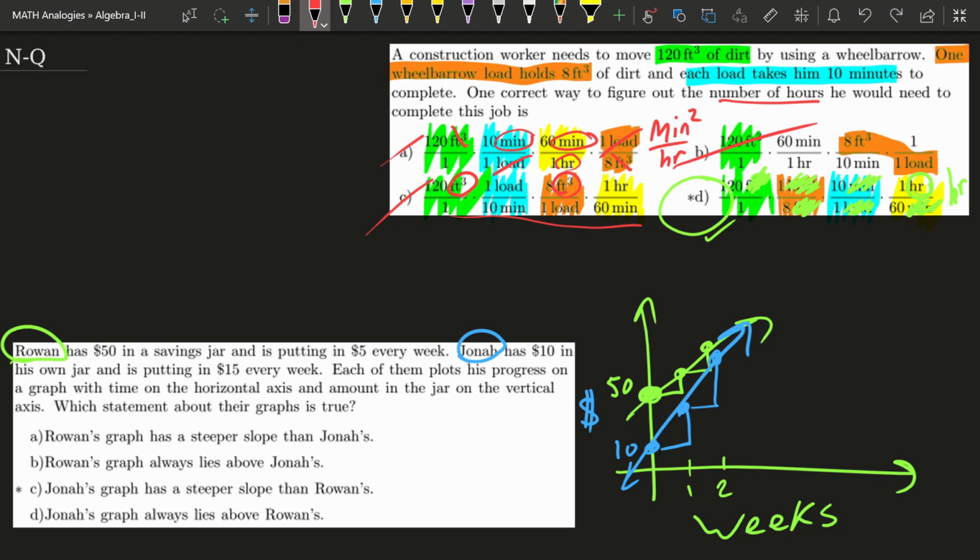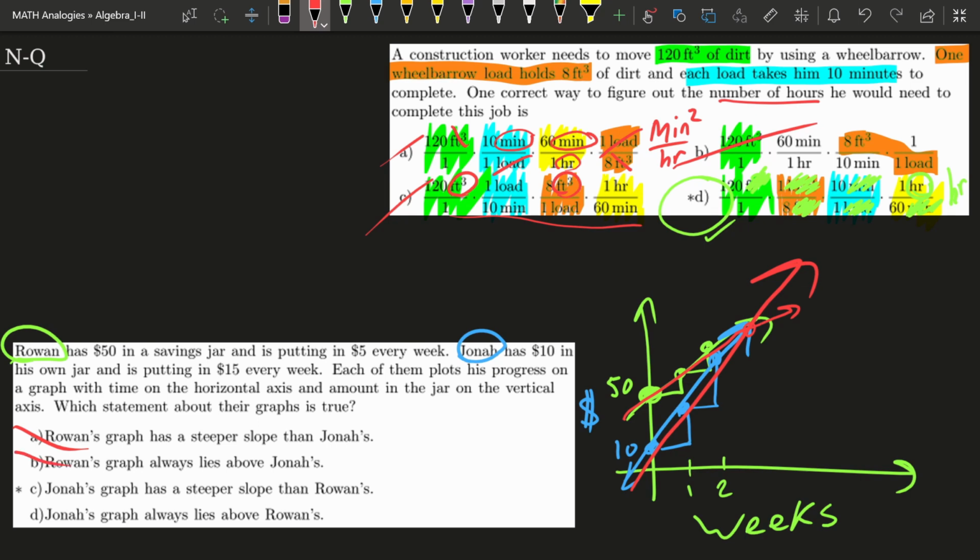So considering choice A, Rowan's graph is not steeper, so that's incorrect. For part B, would Rowan's graph always lie above Jonah's? Well, no, because this one is a little bit steep, and even though the blue one is way below it, it is so steep it's going to catch up eventually. So they will eventually cross. So it won't be choice B.